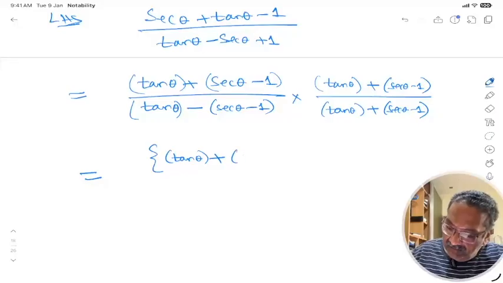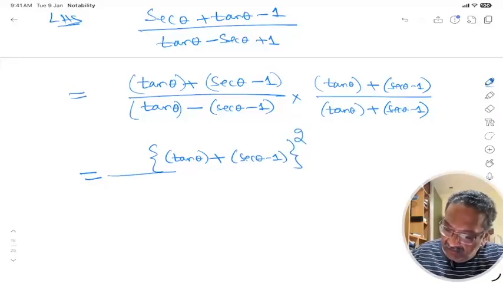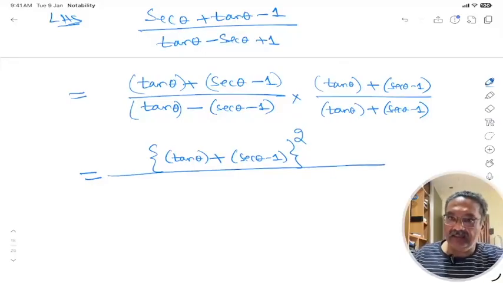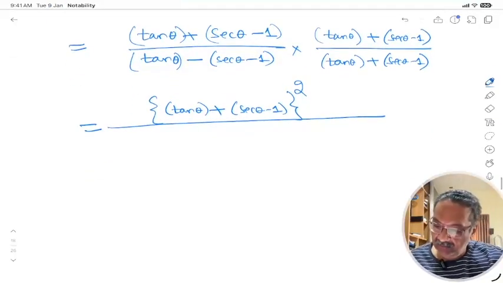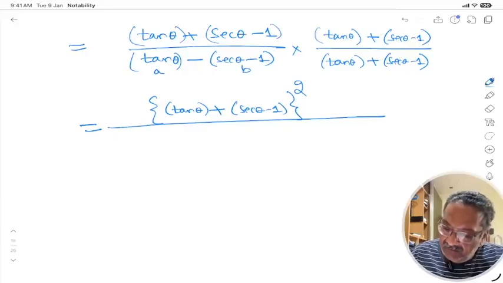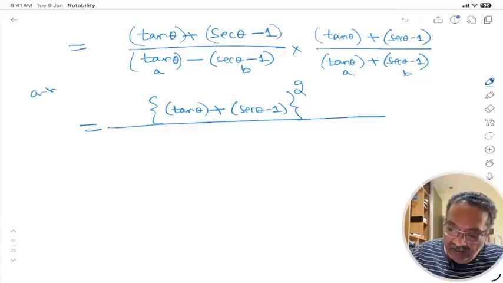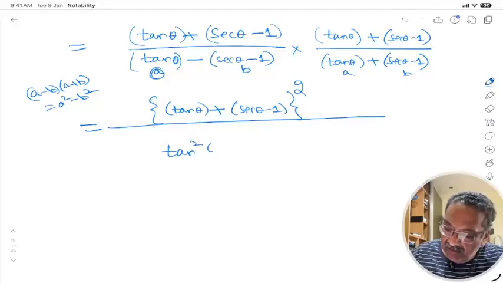tan theta plus secant theta minus 1 whole square divided by, this is a slightly lengthier problem. See, this is A, this is B, this is A, this is B. Alright, so this becomes A minus B into A plus B. This is nothing but A square minus B square. So A is tan theta, so this is tan square theta minus B square, which is secant theta minus 1 whole square.